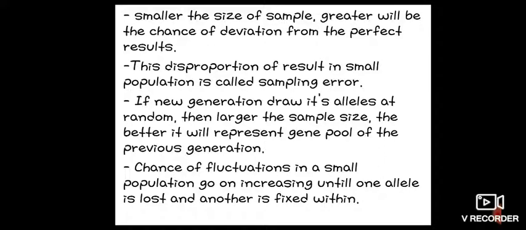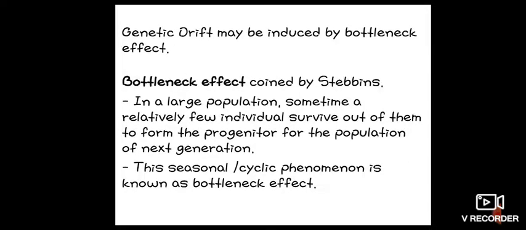So this is very clear: a random fluctuation in the population may lead to a complete fixation of one allele or the other. An allele can be completely lost from the population by chance. This is known as the Sewall Wright effect, or the chance of sampling error, or genetic drift. Now, this genetic drift may be induced by a bottleneck effect.